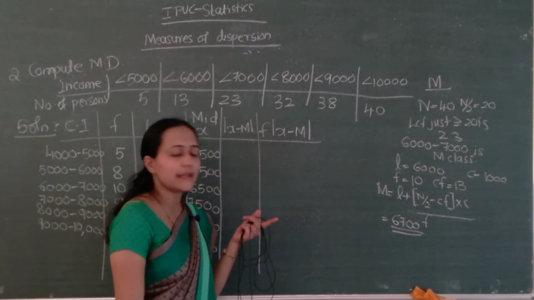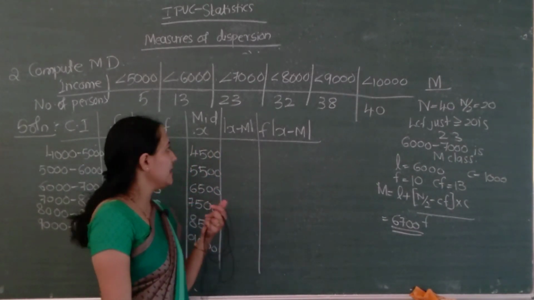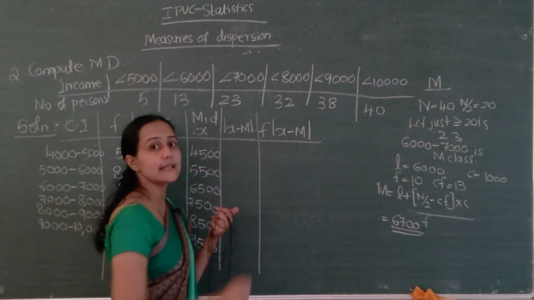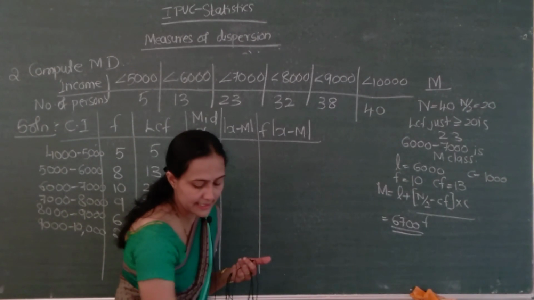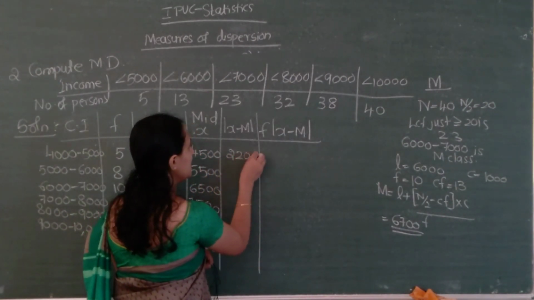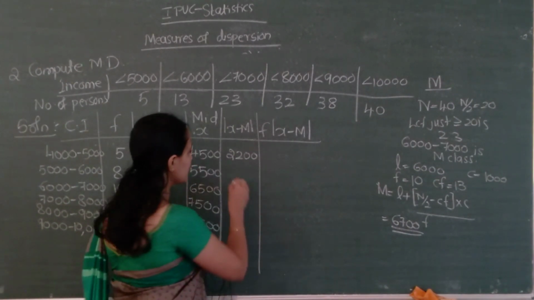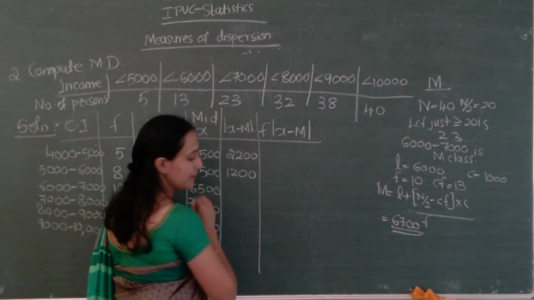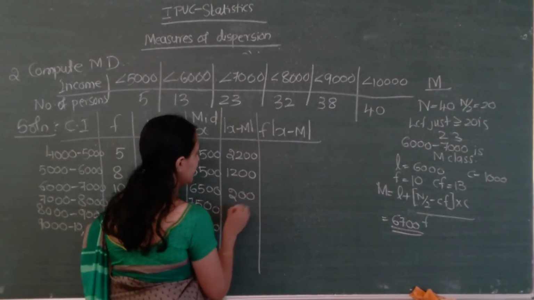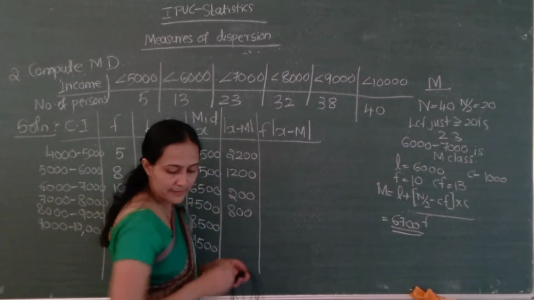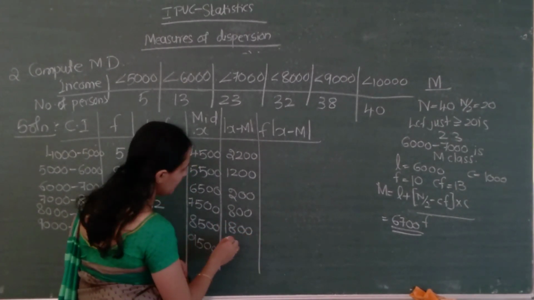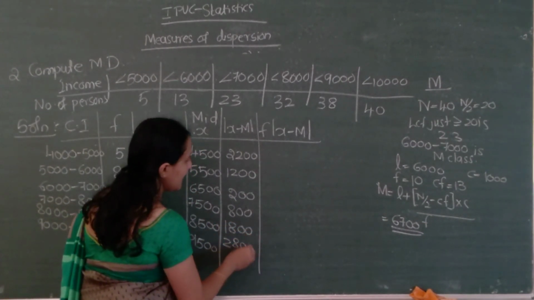So 6700 is our median. So mod x minus m is 4500 minus 6700. That answer is 2200. Next one is 1200. Next one is 200. Next 800. Next 1800. Last one is 2800.